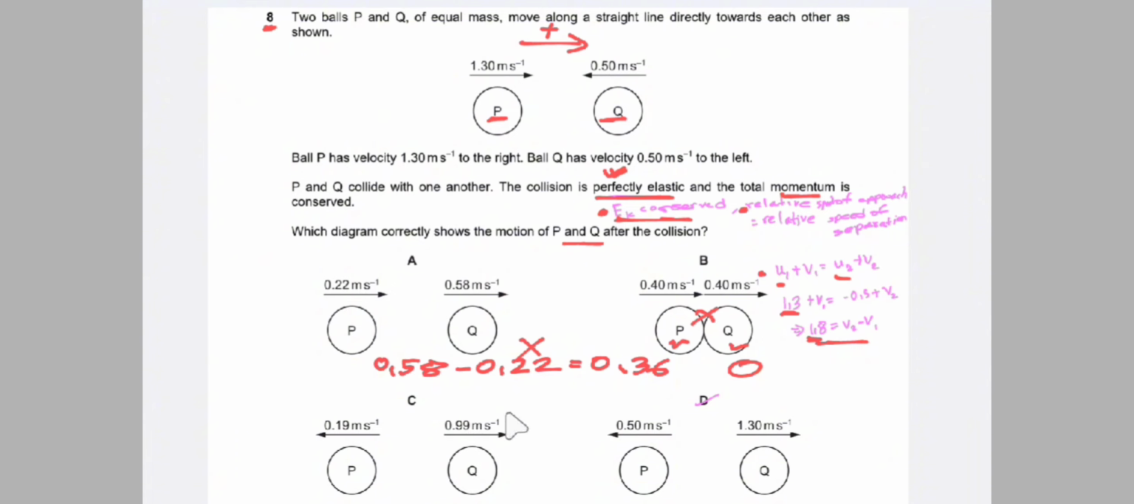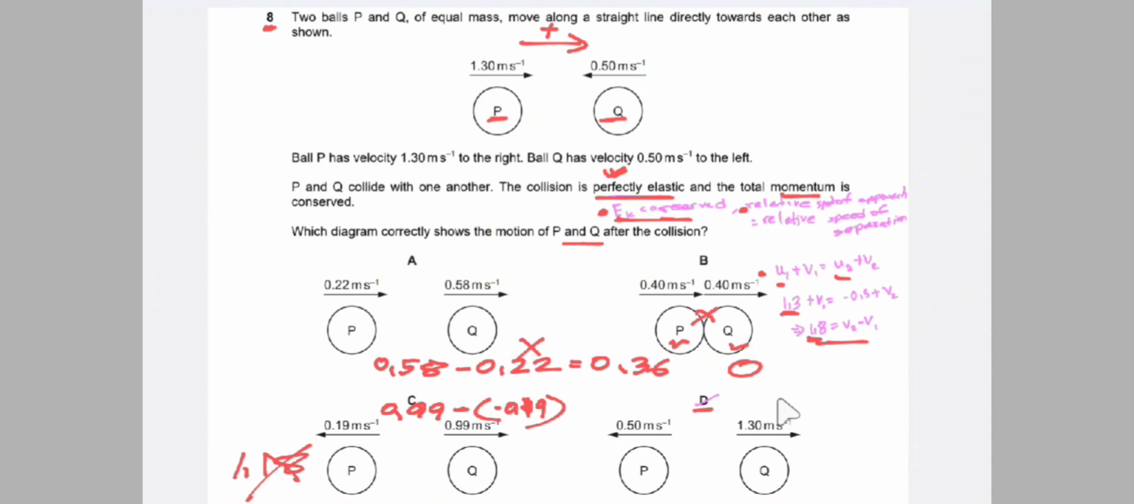Then for option C, Q is moving to the right, and right is positive. So 0.99 minus, and P is moving to the left, so the velocity is negative, minus in bracket negative 0.19. So 0.99 minus negative 0.19 gives us a value of 1.18. This is 1.18, not 1.8. Therefore, this is wrong.